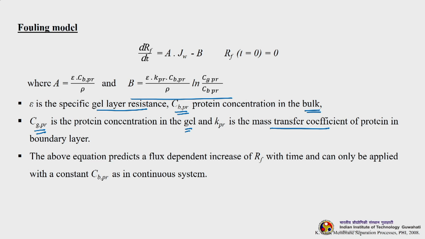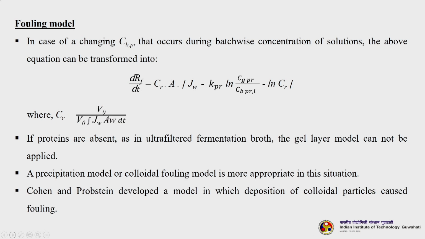Now, the above equation predicts the flux dependent increase of Rf with time and can only be applied with a constant Cbpr as in a continuous system. So, in case of a changing Cbpr that occurs during batch wise concentration of solutions, the above equation can be transformed into this particular equation where dRf/dt equals Cr into A into Jw minus this particular term minus ln Cr. Where Cr is given by this equation, V0 by V, then integration of this Jw Aw dt.